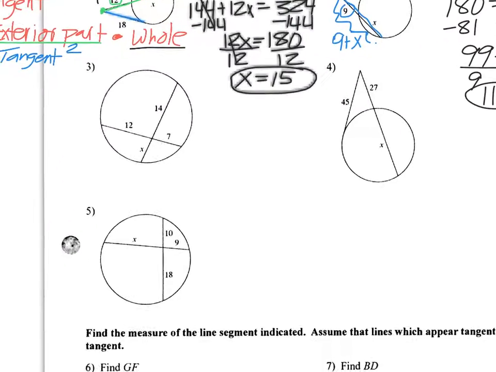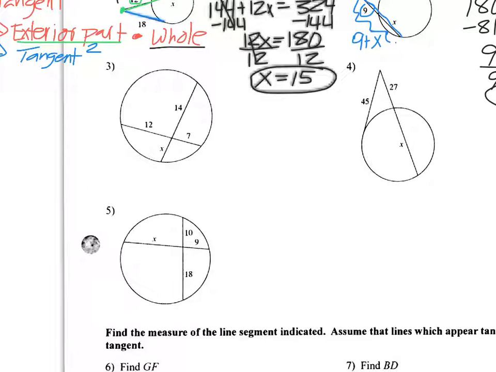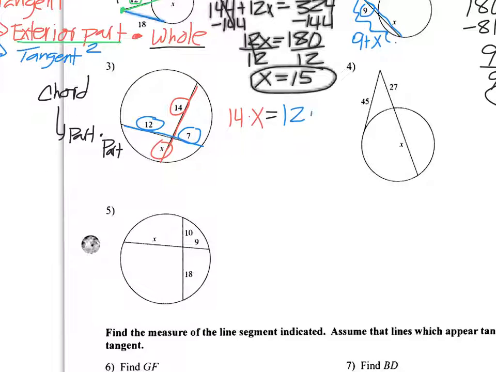What about number 3? Number 3 is different. Here we have chords. For a chord, it's part times part. What are my parts? My parts are 14 and x. The parts of the other chord are 12 and 7. So you have to divide them up into the two chords, the red chord and the blue chord. Part times part equals part times part, and then you work the equation out. So 14x is 84, divided by 14, and we get x is 6.